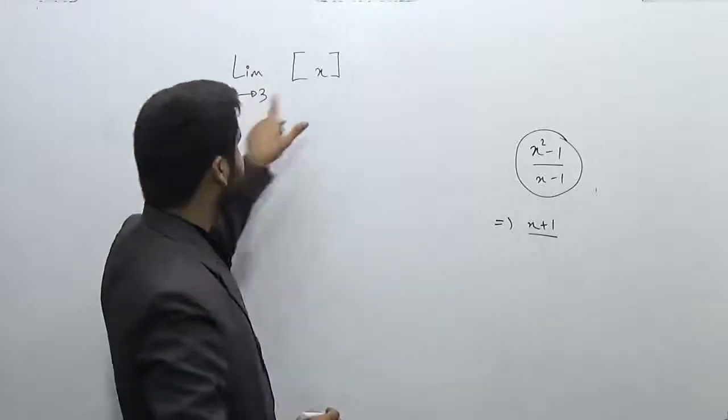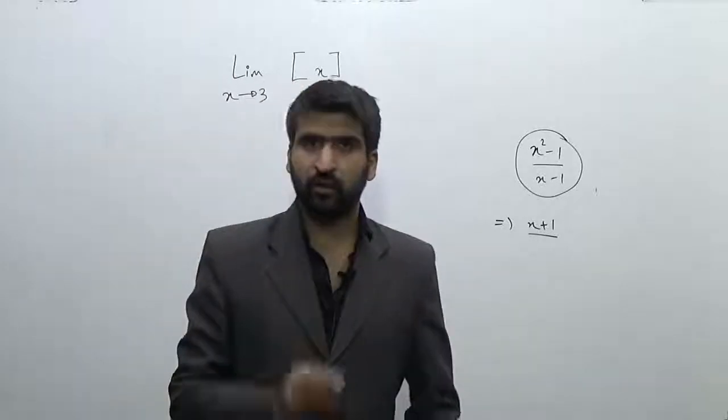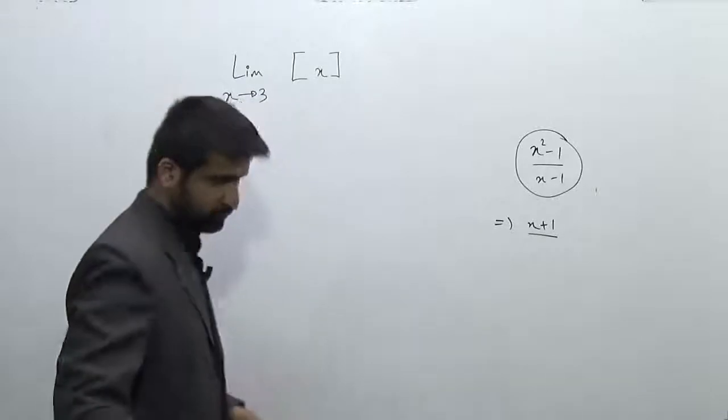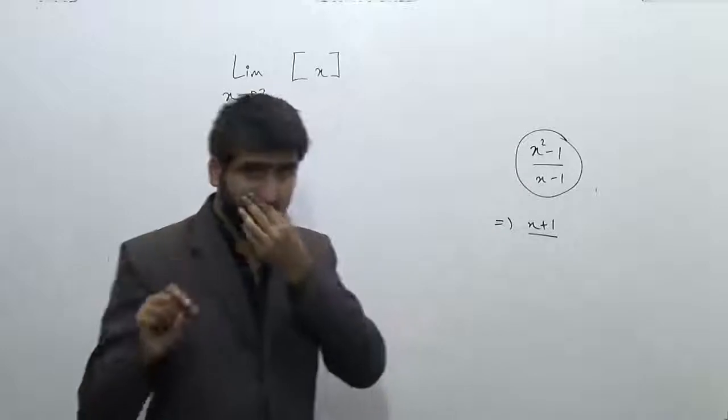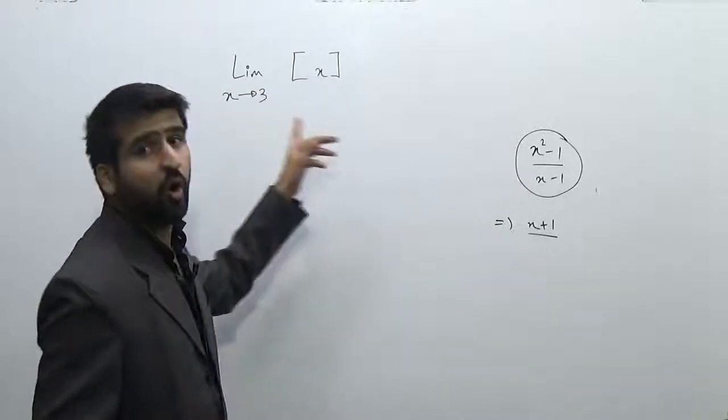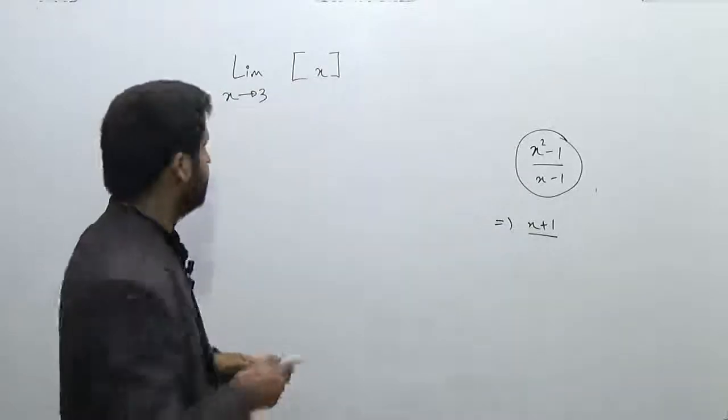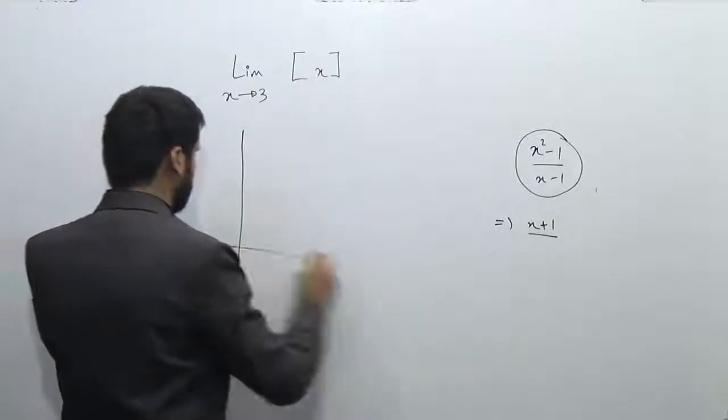But in this case, I just cannot put the value x is equal to 3. Why can I not put the value? Because the definition of this function changes at all the integers. I'll tell you what is the meaning of this term.